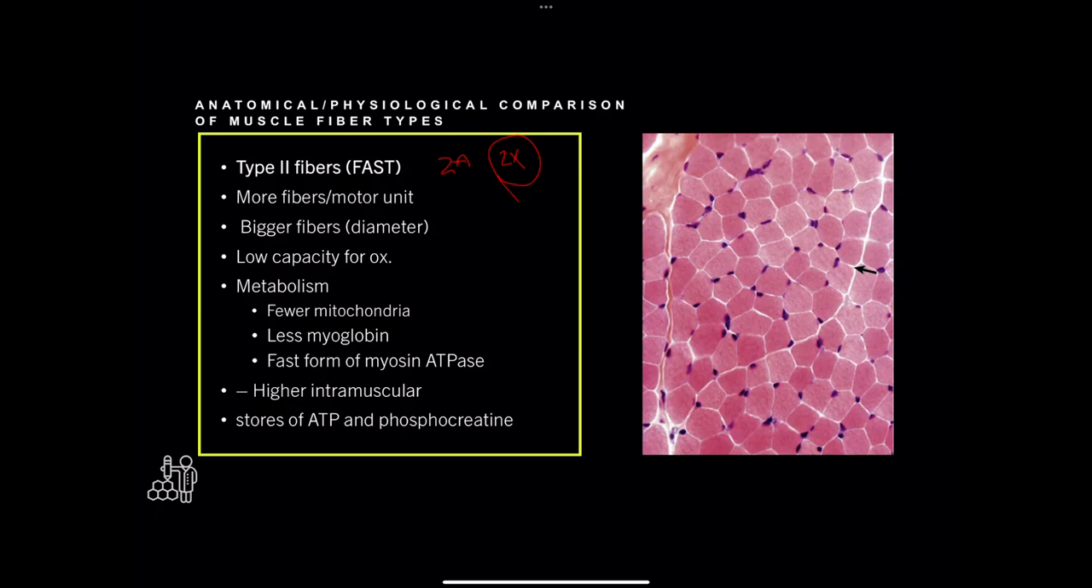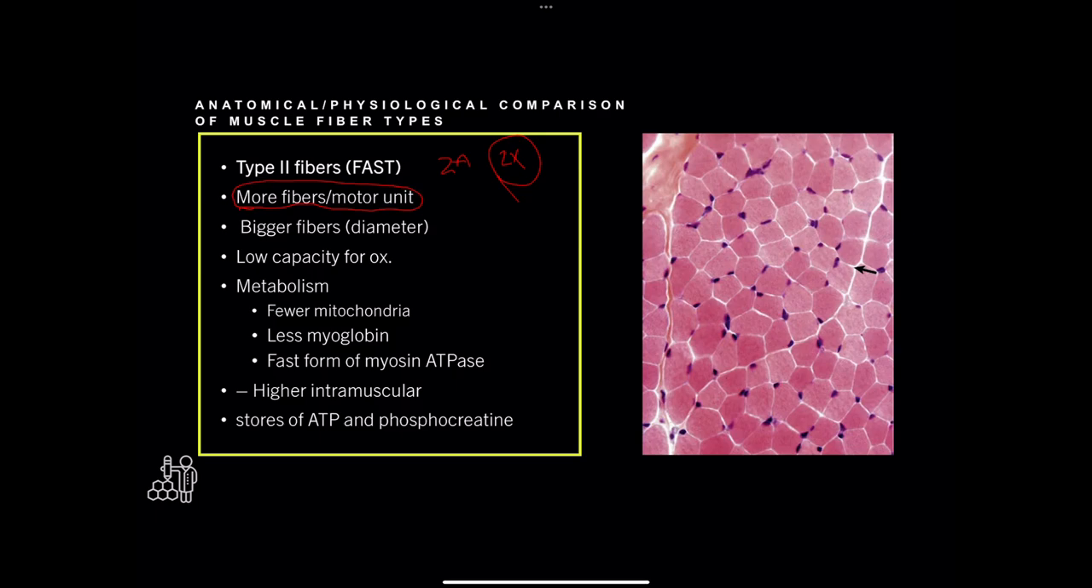So power incorporates speed of movement, where strength doesn't incorporate speed of movement. So these fibers have more fibers per motor unit. If you think about that picture I showed you before, where it showed the type 1 fibers that only had 3 fibers for one neuron, these are going to have way more fibers per one neuron because they require greater tension, right? If you run and you're just carrying your body weight, that requires less muscle tension than if you put 250 pounds on a bar and you try to bench press it.